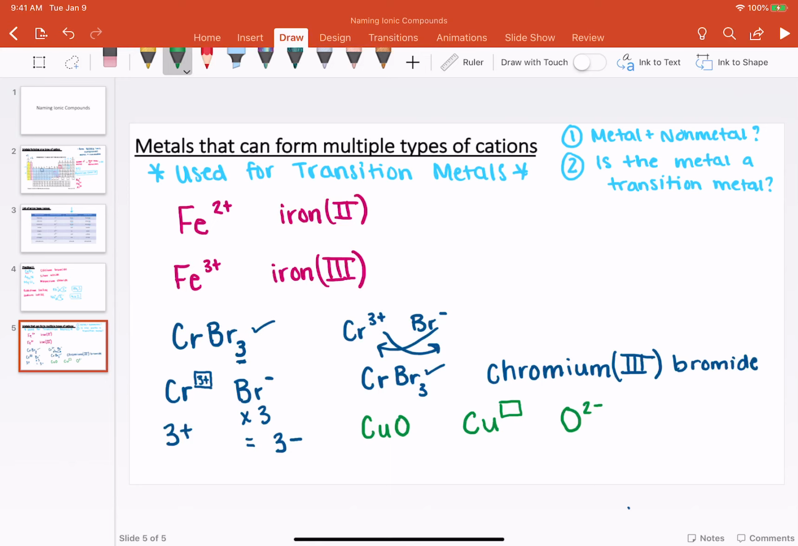We know we only have one of each, so whatever the charge on the copper is has to balance out the charge on the oxygen, which means that our copper has to be 2+, which means that the name of this is going to be copper(II) oxide. Copper(II) oxide.